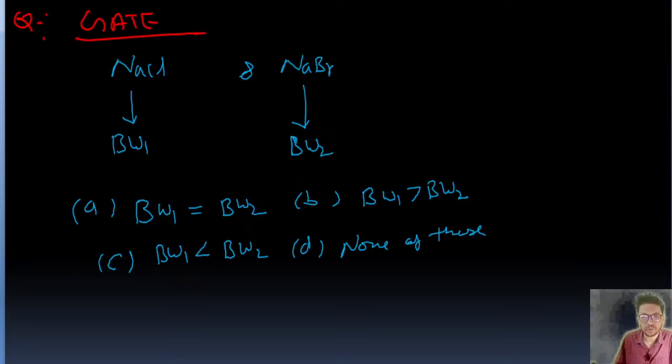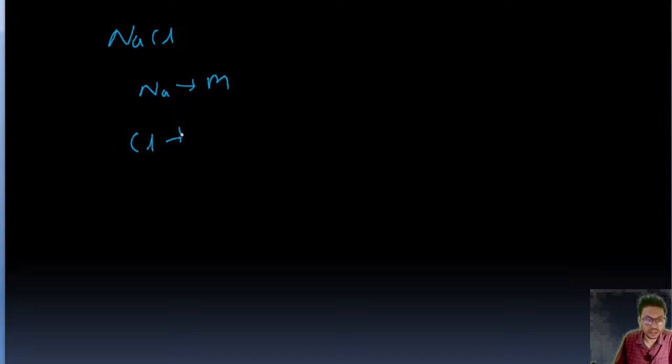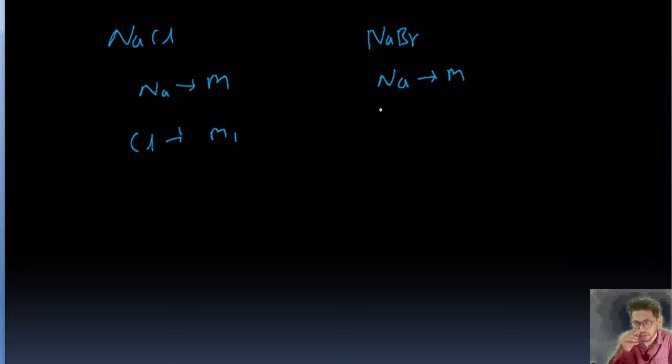Well, so I'm going to solve it. First of all, you need to know something, guys. For NaCl, let the mass of Na be m and chlorine be m1. And for NaBr, the mass of sodium is m, and bromine, suppose this is m2.